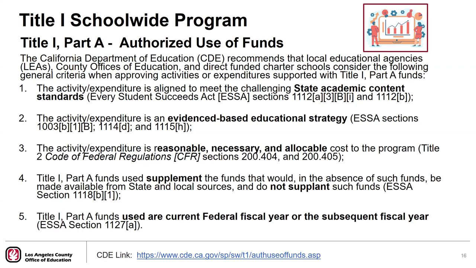Activities and expenditures must be aligned to the state academic content standards. The activity or expenditure must be evidence-based. It must be reasonable, necessary, and applicable to the program. And it must supplement the funds that would, in the absence of such funds, be made available from state and local sources, and not supplant the funds. And lastly, the funds are used during the current or subsequent federal fiscal year.